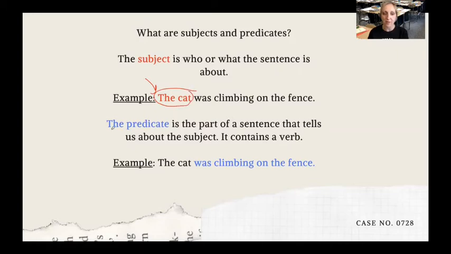And then we have the predicate. The predicate is the part of a sentence that tells us about the subject. It contains a verb. So in our example, the cat was climbing on the fence, was climbing on the fence is the predicate. It tells us about the subject, and here are our two verbs. Our two verbs are was and climbing.